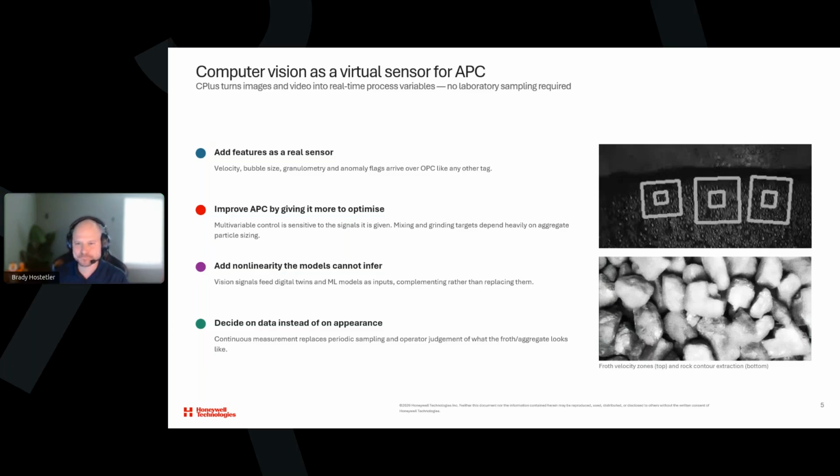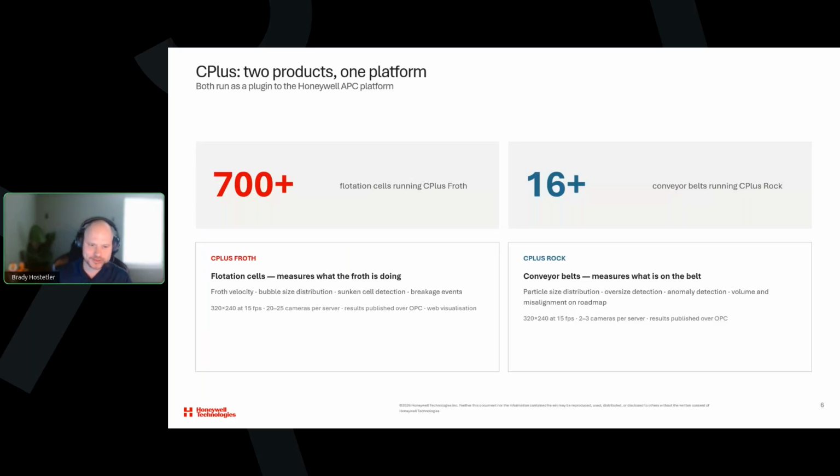Okay. But we've got two products I've kind of hinted at, and both of them run as a plugin to our Honeywell APC platform, or they can even integrate with third-party APCs. That's not a huge issue. We have more than 700 instances of our C+ froth solution running on flotation cells today, and we've just started rolling our C+ rock solution out. We've got over 16 conveyor belts utilizing our hardware and software package for both of these solutions.